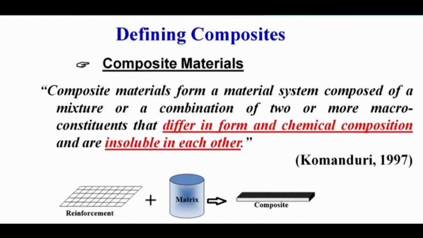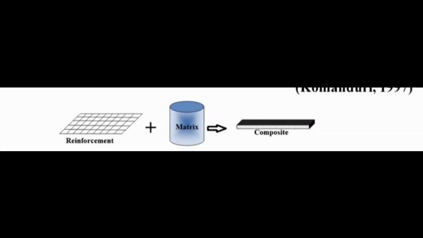The other definition I would like to let you all know is: composite materials form a material system composed of a mixture or combination of two or more macro constituents that differ in form and chemical composition and are insoluble in each other. Let's look here. The reinforcement plus matrix is going to give a composite.